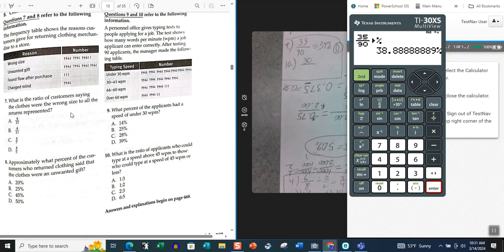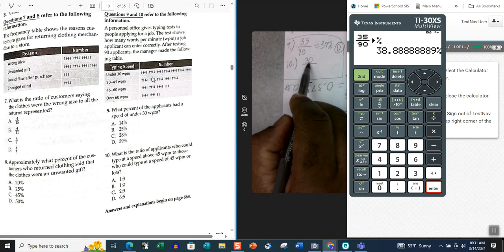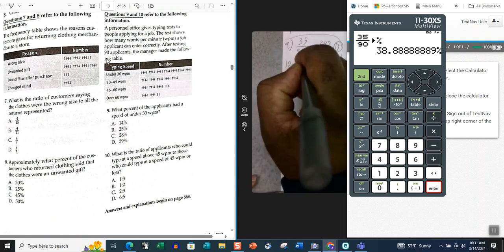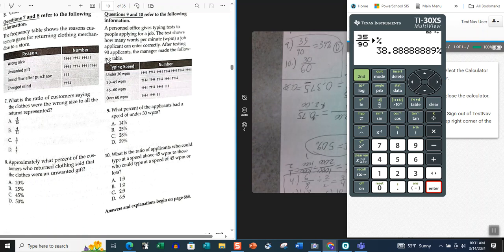So 30 would be your first value. That is the above 45 words per minute. Now it says to those who could type a speed of 45 words per minute or less. So then that would be the rest. So if 30 can type higher than 45 words per minute, and it's a total of 90, the rest would have to be 60. So now, 30 out of 60.